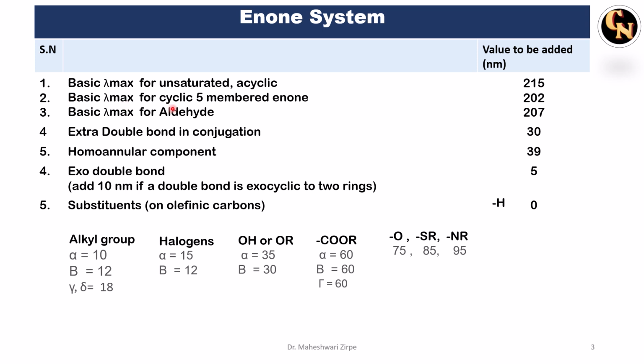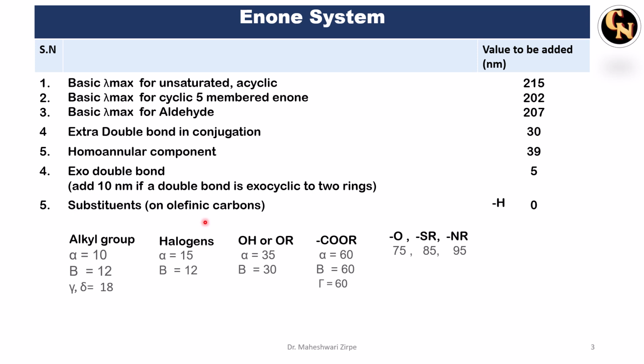Then the base value for cyclic 5-membered enone is 202. Base value for aldehyde is 207. Then if there is an extra double bond in the conjugation, we add 30. Similarly, if there is a homoannular component, we add 39. Then for an exo double bond, if it is there, we add 5, and an additional 10 nanometers if the double bonds are exo to two rings, which is similar to your Dienes system.